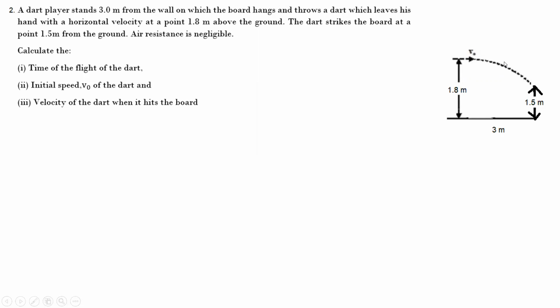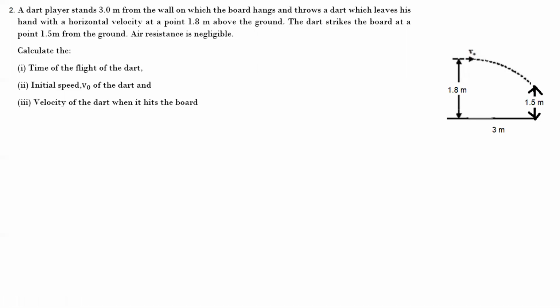The dart strikes the board at a point 1.5 meters from the ground. Air resistance is negligible. So they are telling the dart strikes the wall 1.5 meters above the ground. Calculate the time of flight of the dart, the initial speed of the dart, and the velocity of the dart when it hits the board.